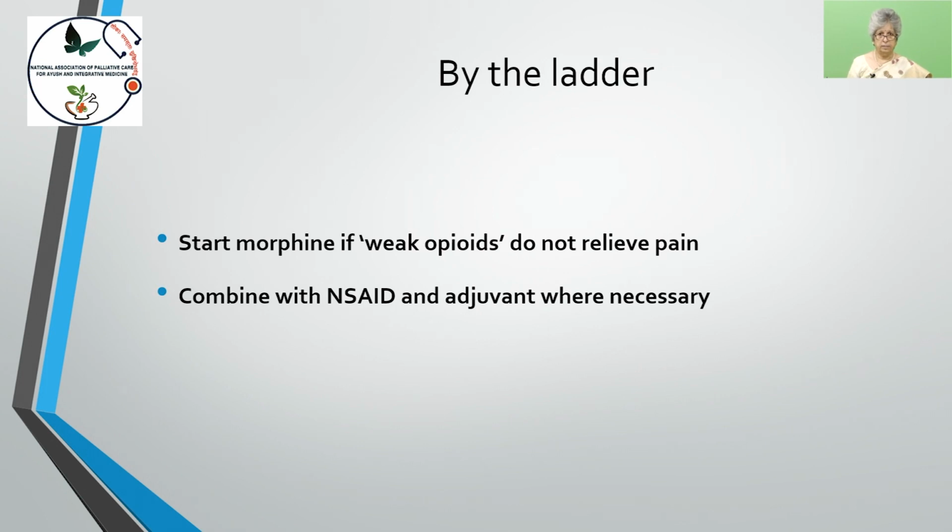By the ladder, as I said, in the ladder there are 3 steps. Step 1 is for mild pain and you use mild drugs. Step 2 is for moderate pain and you use step 2 drugs like tramadol and codeine. In step 3, when the patient has severe pain, you have to use morphine and fentanyl or methadone.